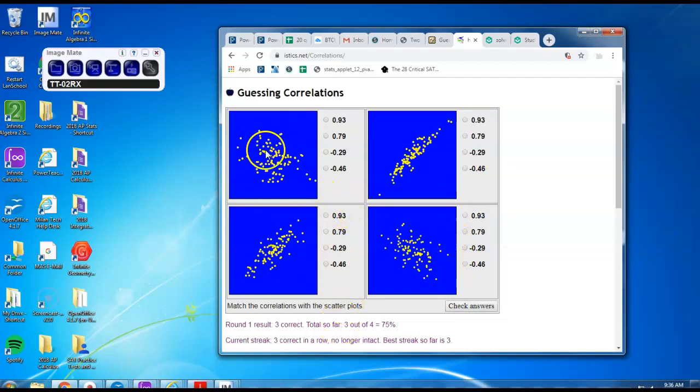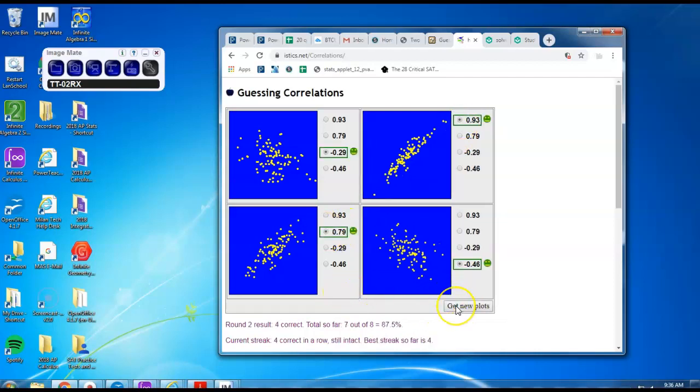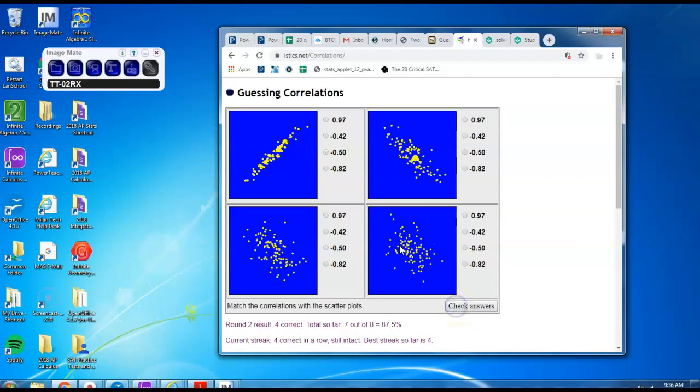Okay, same idea here. This top left one, positive or negative? Negative, and then this bottom right one's negative too. Which one's stronger? Bottom right. And then I've got two positives. Which one's stronger, top right or bottom left? Top right. So it should be that. So take a second and do those in your head.